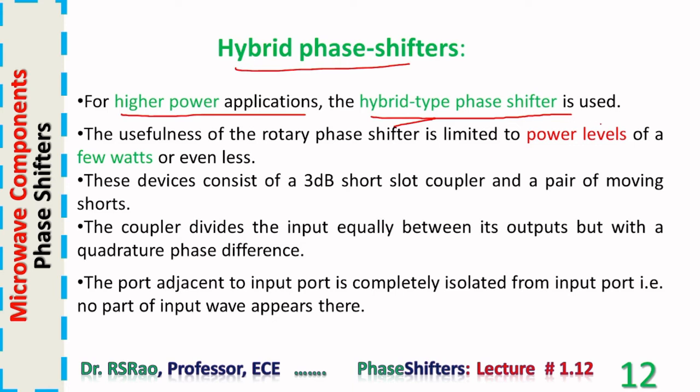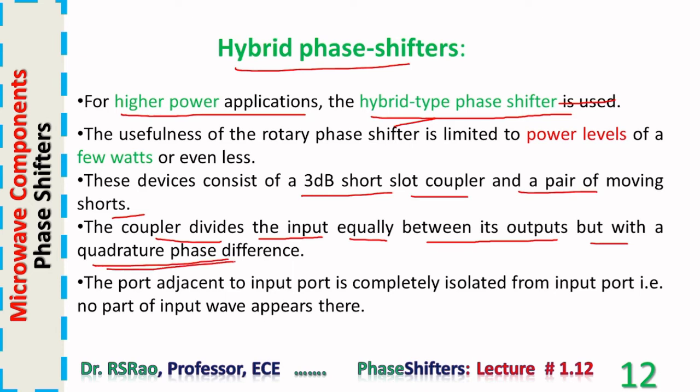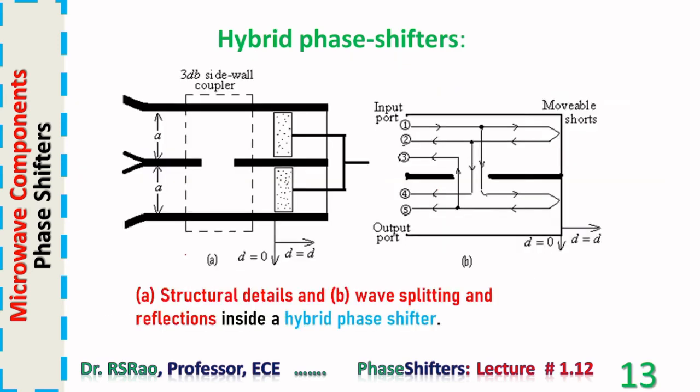These devices consist of 3 dB short slot coupler and a pair of moving shorts. The coupler divides the input equally between its outputs, but with a quadrature phase difference. The port adjacent to input port is completely isolated from the input port. That is, no part of input wave appears there. So this is the structure shown in A.